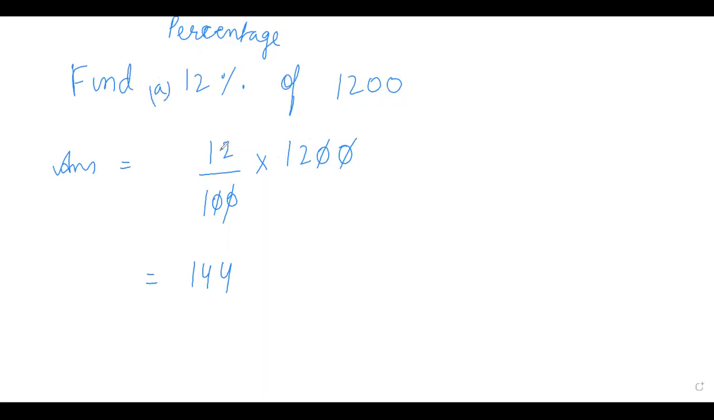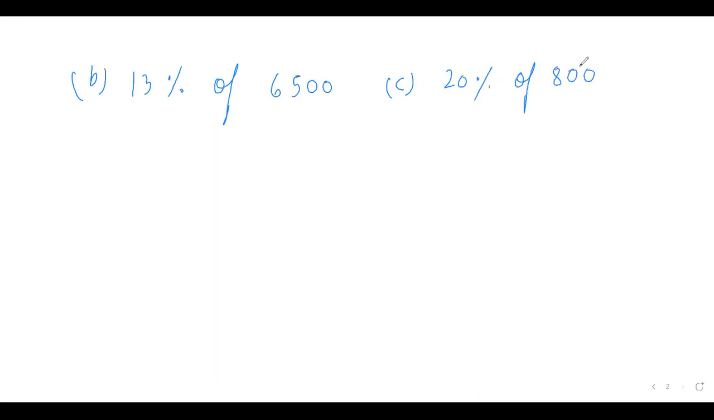Now I am giving both of you the second and third to try by yourself. 13% of 6500 and 20% of 800. So the B part is for Dhriti and the C part is for Anmol. So please do it.